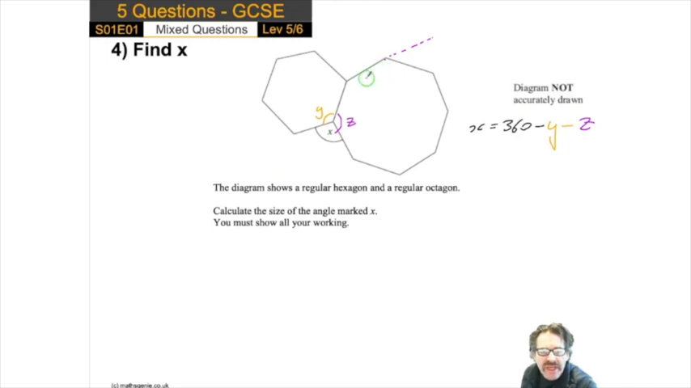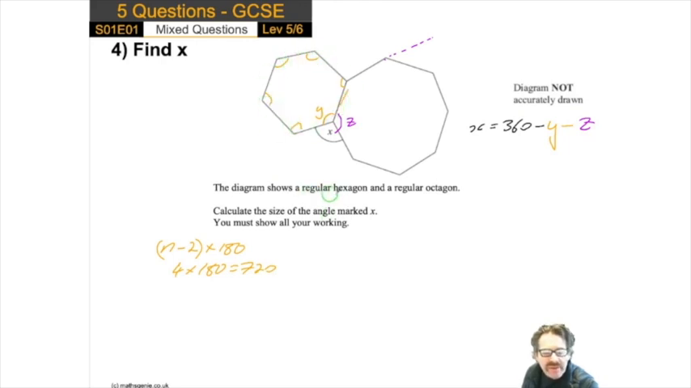The other way of doing it is we can say, right, I've got a 6-sided shape. The total interior angle, so if I add all of these together, there is a formula to find out what they all add up to. And that formula is the number of sides, so it's n minus 2 times 180. Okay, n minus 2 times 180. So in this case, it's going to be 4 times 180, which equals 720. So all of these added together make 720.